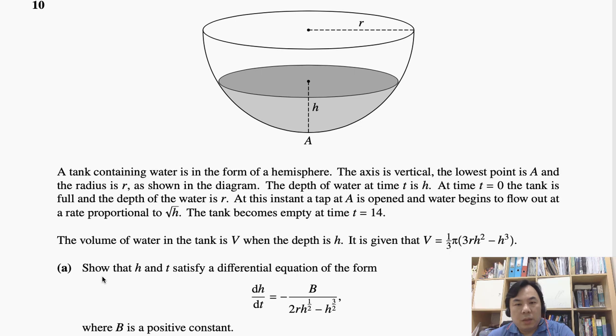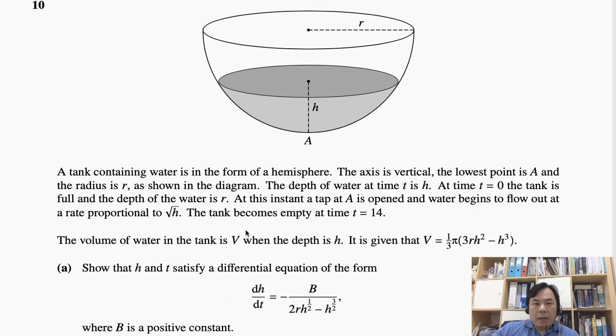The tank becomes empty at time t equal to 14. The water begins to flow out at a rate proportional to h, and the tank is empty at time t equal to 14. Now the volume of the water in the tank is V when the depth is h. So it is given that V is equal to this. Now we need to show that h and t satisfy a differential equation of the form here.